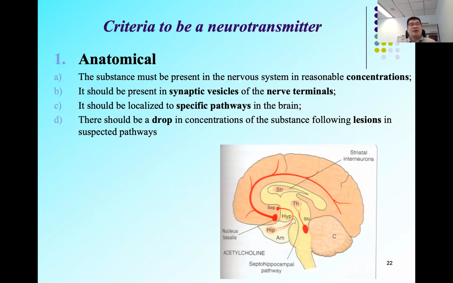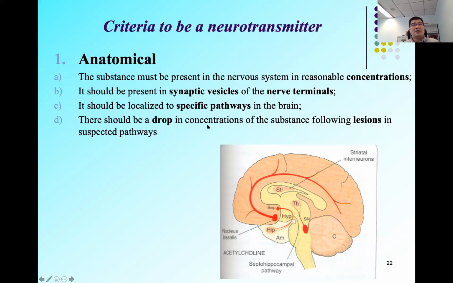So here's what we mean by anatomical. The substance must be present in the nervous system in reasonable concentrations. For example, if you look at the brain, it will contain all those neurotransmitters in high concentrations. It should be present in the synaptic vesicles of the nerve terminals, containing those neurotransmitters ready to release. It should be localized to specific pathways in the brain. When we talk about individual neurotransmitter systems, you'll see that they form so-called nuclei and then go to different areas. Different nuclei might contain different neurons that secrete different neurotransmitters.